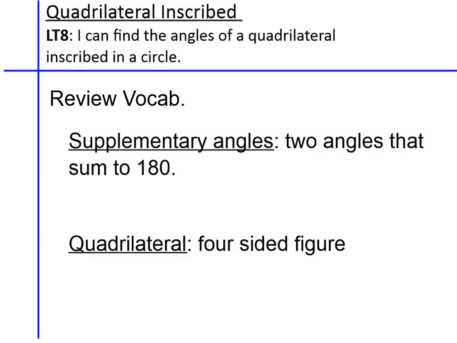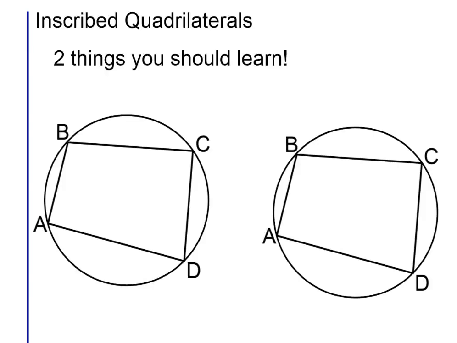Two important vocabulary terms that we're going to use in this lesson are supplementary angles. Remember that these are two angles that add up to 180 degrees. And also what a quadrilateral is. It's a four-sided shape or four-sided figure, such as a parallelogram, square, rectangle, anything like that. So this is what it looks like to have a quadrilateral inscribed inside of a circle.